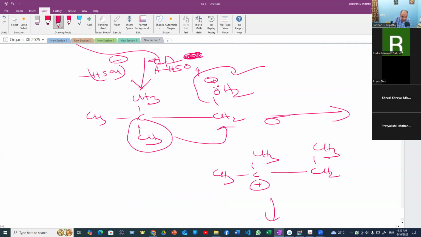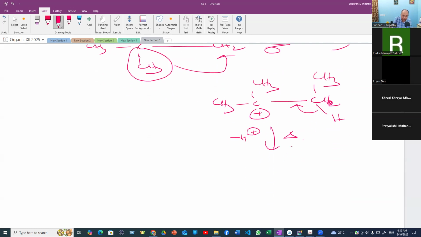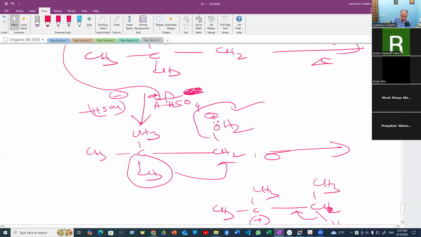And then since you are heating, beta elimination thermodynamically, a stable product will be formed. Simply H plus ion will go, and you will get the alkene. All these are fast steps, excepting the formation of the carbocation. Here I should have given this.